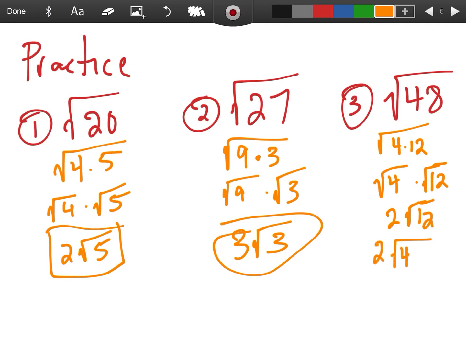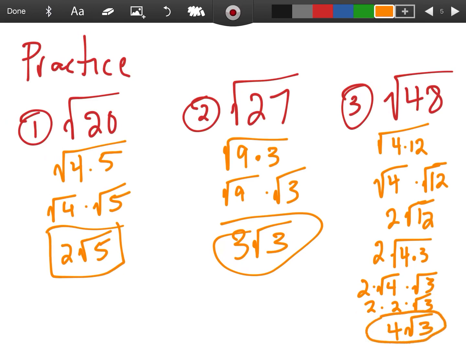The square root of 12 is the square root of 4 times 3. So I could write that as 2 times the square root of 4 times the square root of 3. Well, that's 2 times 2 times the square root of 3, which is 4 square root of 3.